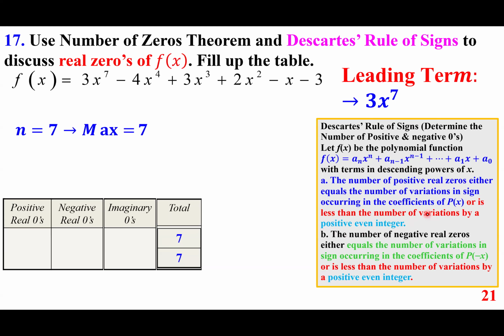So part A says, basically, look at the sign changes. Notice this is positive, negative, and so forth. Let's do that. So we are looking at this part.